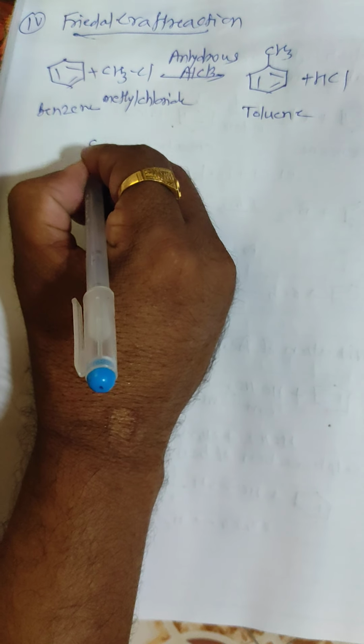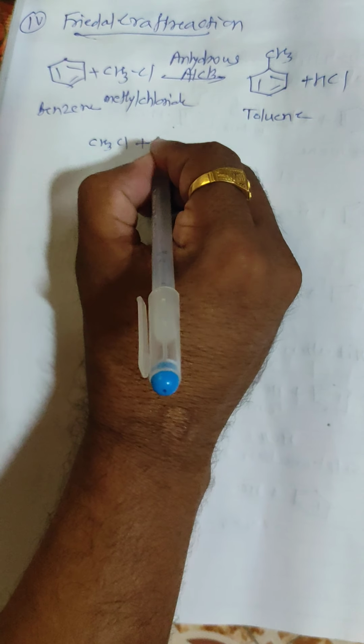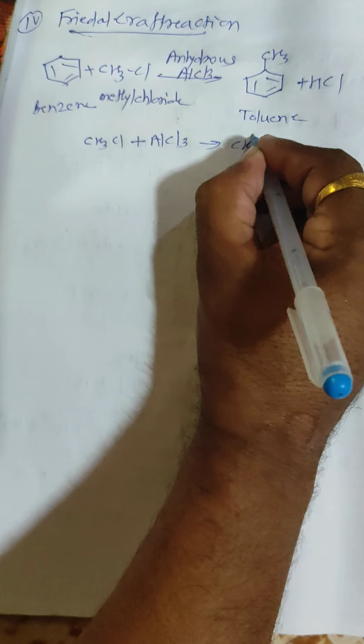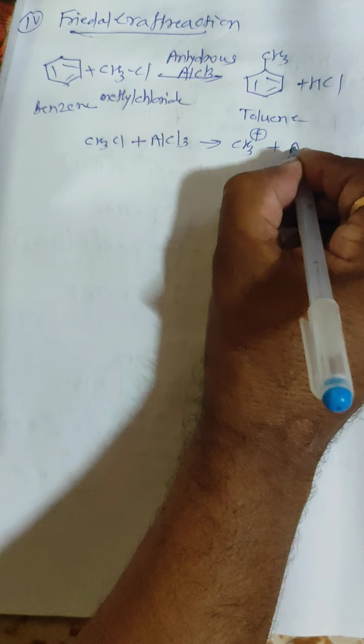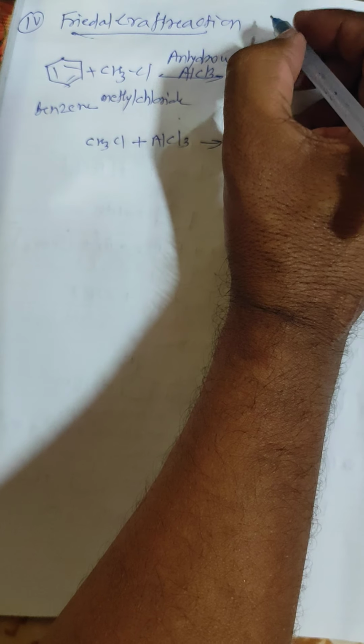Now, the reaction is used to extend the chain outside the benzene ring, where the electrophile is R plus. Formation of the electrophile is like this: CH3Cl is treated with AlCl3. They react together to form CH3 plus and AlCl4 minus. Now this is the Friedel-Crafts reaction for alkylation.